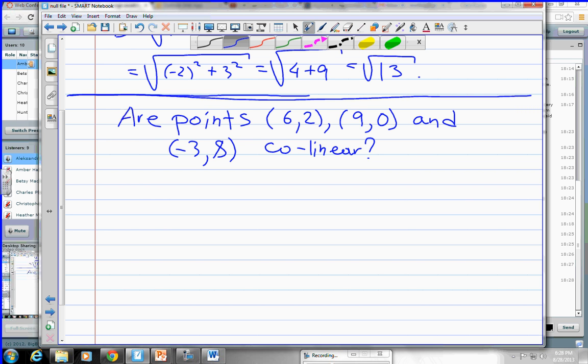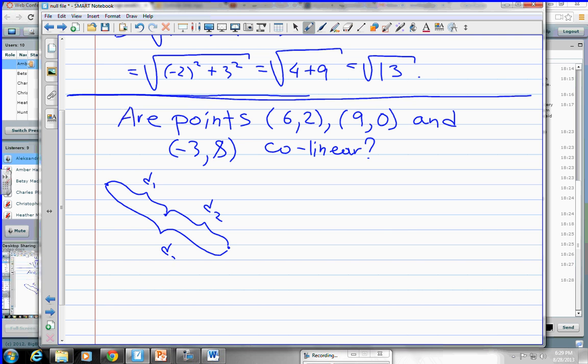Now let's talk about this. If these 3 points were collinear, so let's say you have 3 points that are on the same line, well, we can compute the distance between these 2 points, let's call it distance 1. And we can compute the distance between these 2 points, let's call it distance 2. And we can compute the distance between these 2 points, let's call it distance 3. Now, if these points are on the same line, what can you say about D1, D2, and D3? D1 plus D2 equals D3.